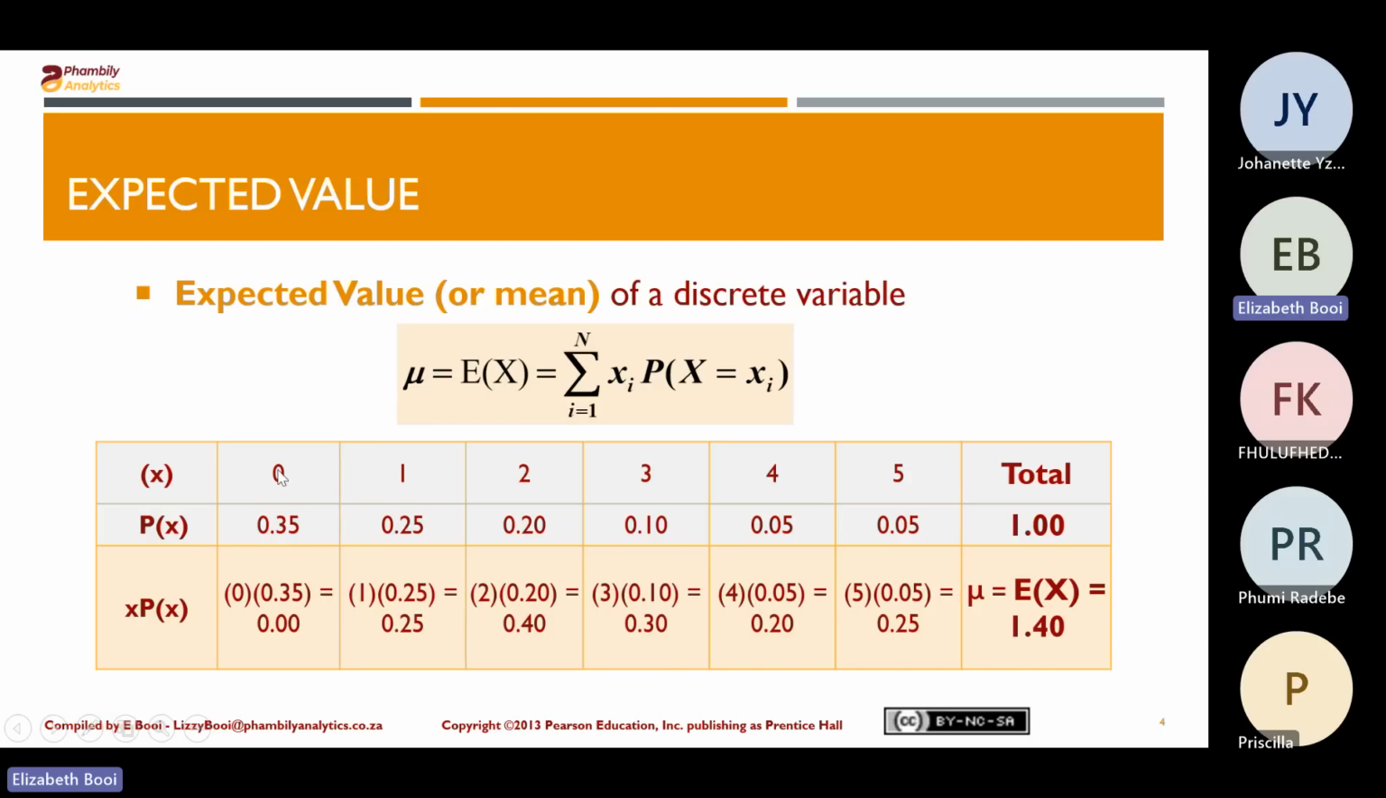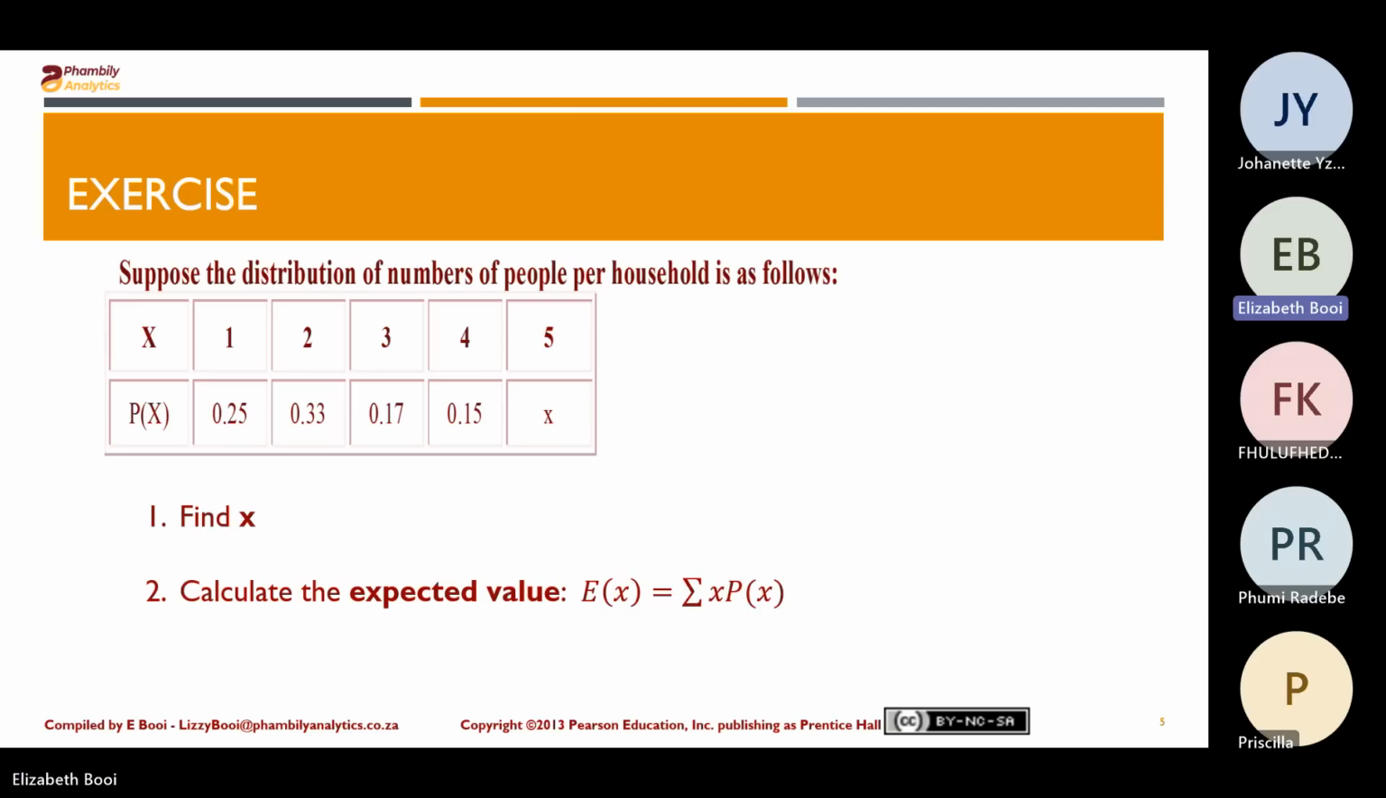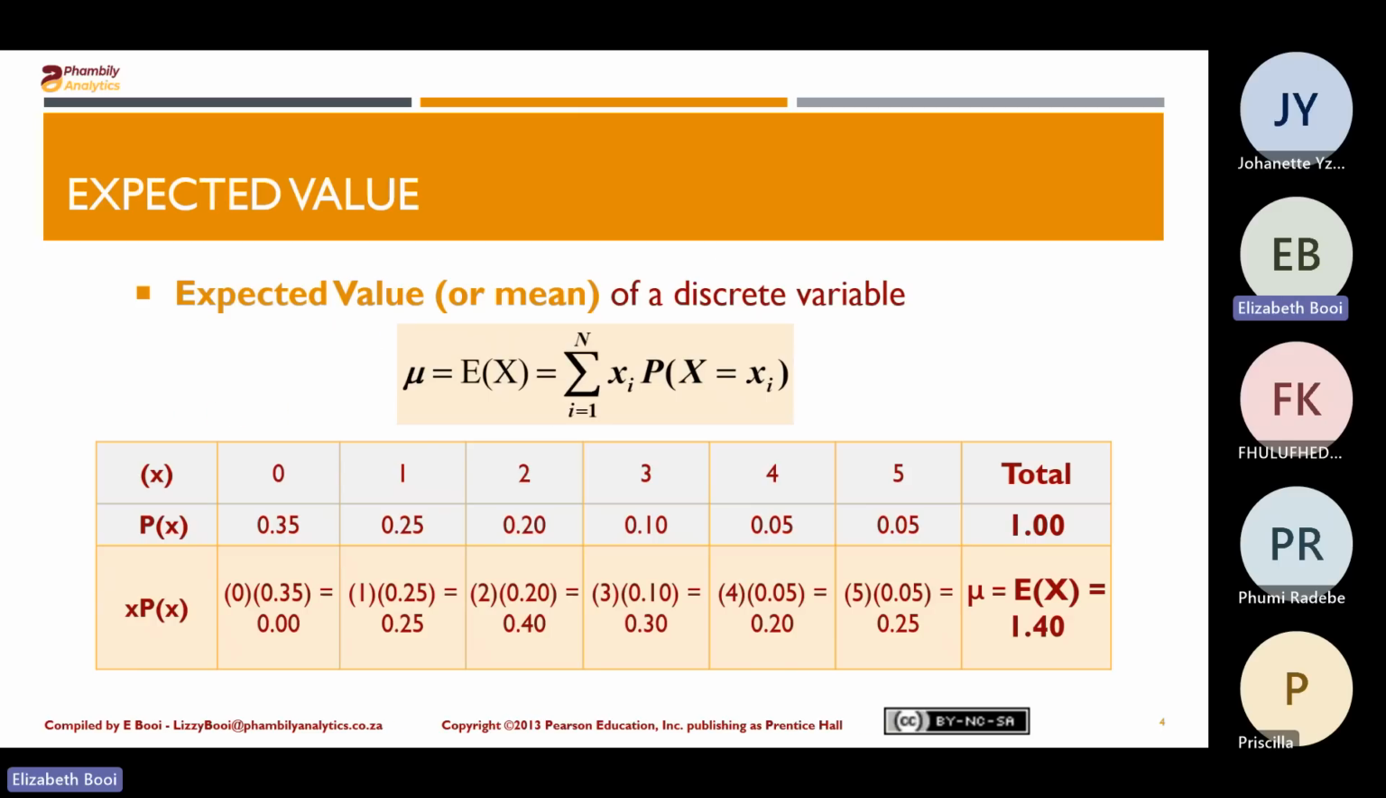So we take the sum of all the values, multiplying each value with its own corresponding probability. So 0 times 0.35 gives us 0. 1 times 0.25 gives us 0.25. And we do the same for all of them. When we're done, we just add, because the summation means adding up. So we add 0, 0.25, 0.4, 0.3, 0.2, and 0.25, and they give us the mean of 1.40.